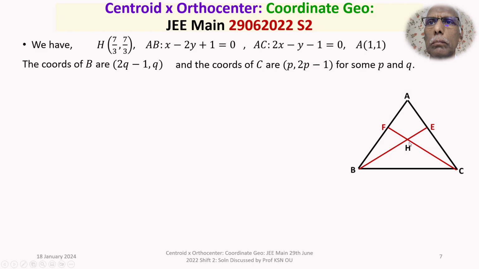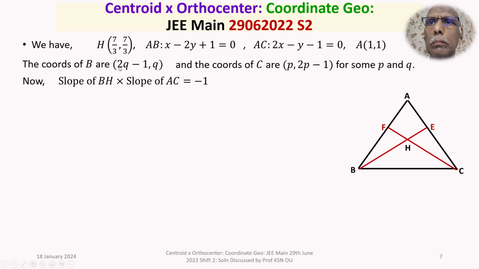So also BH is perpendicular to AC because BH is a part of BE. So we know the coordinates of H and B, and the slope of AC we know. Now the slope of BH is the same as the slope of BE, and the slope of BE multiplied by the slope of AC is minus 1 because BE is the altitude on AC. So how do we get the slope of BH?